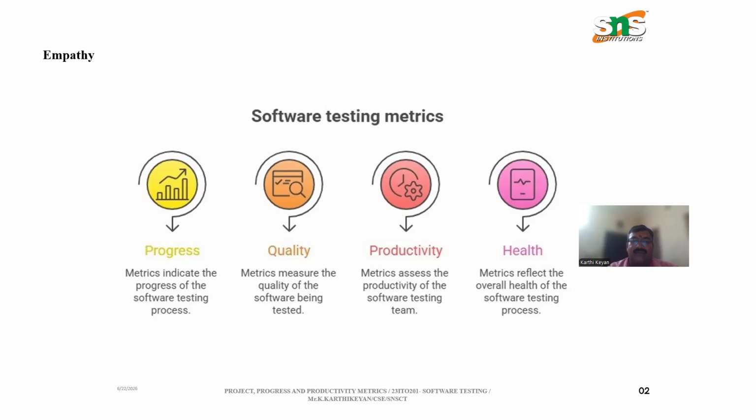Next, quality metrics measure the quality of the software product, as a tester. For example, take this pen: how do you check its quality? You check whether the quality of the ink is okay, and then the customers can accept it, so more products can be accepted in the sector. The second one, productivity metrics, assess the productivity of the software testing team. Next, health metrics reflect the overall health of the software testing process.